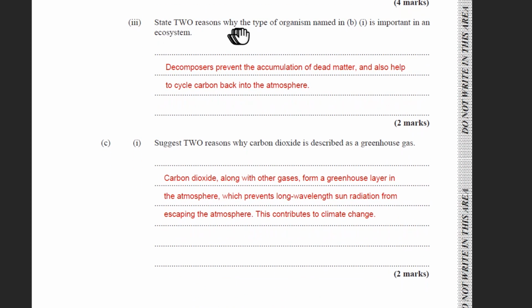Part 3, state 2 reasons why the type of organism named in B1 is important in an ecosystem. Talk about decomposers. So decomposers prevent the accumulation of dead matter. Basically, it prevents too much dead material from piling up. It also helps to cycle carbon back into the atmosphere as carbon dioxide. That's the 2 reasons there. And C, part 1, suggest 2 reasons why carbon dioxide is described as a greenhouse gas.